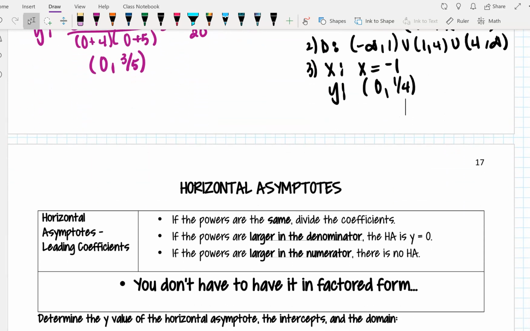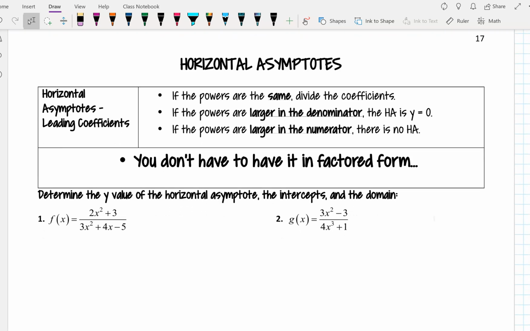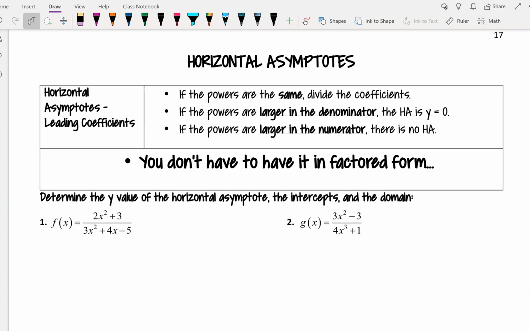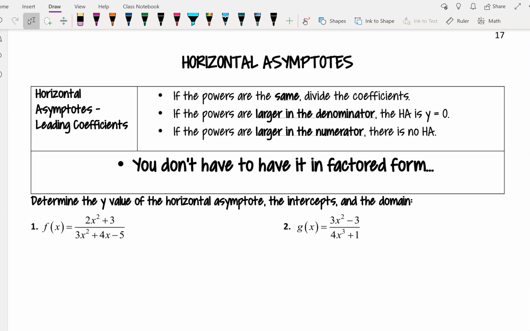So an asymptote itself is just an invisible line that the function isn't supposed to cross. So horizontal asymptotes, actually, some functions cross them. I don't know why that is. I will probably find out at some point. But these are the qualities that tell you whether you have one.